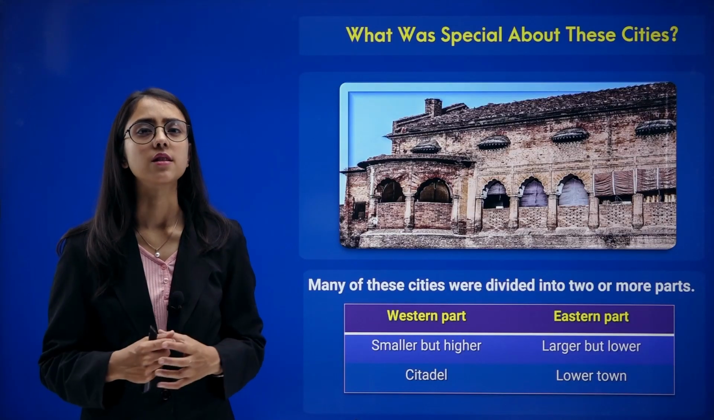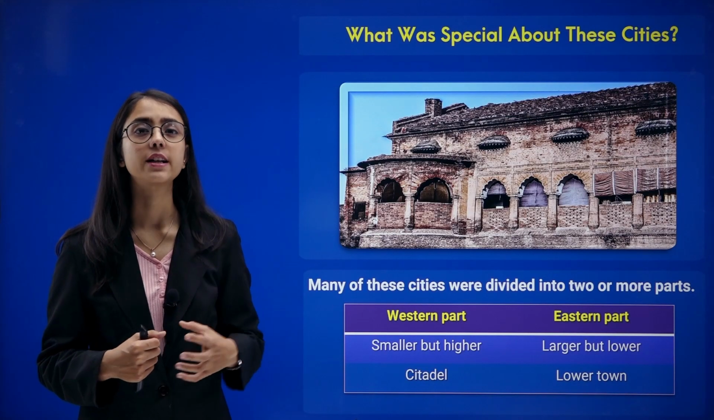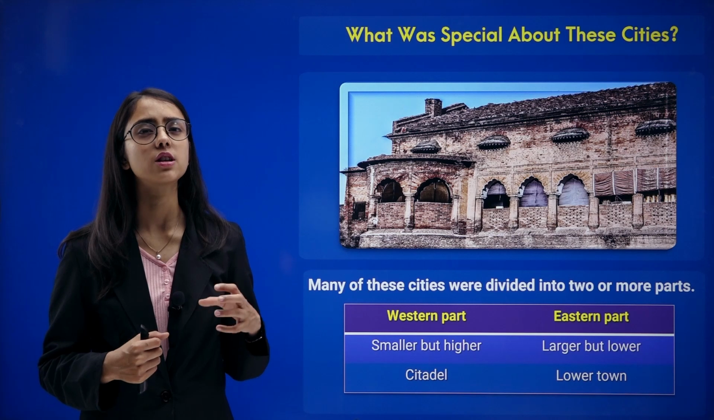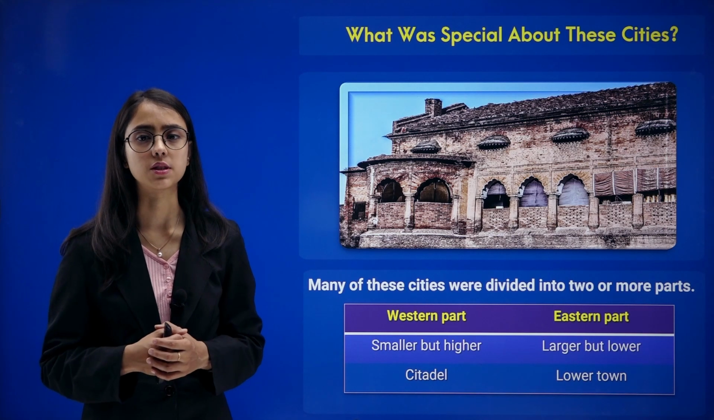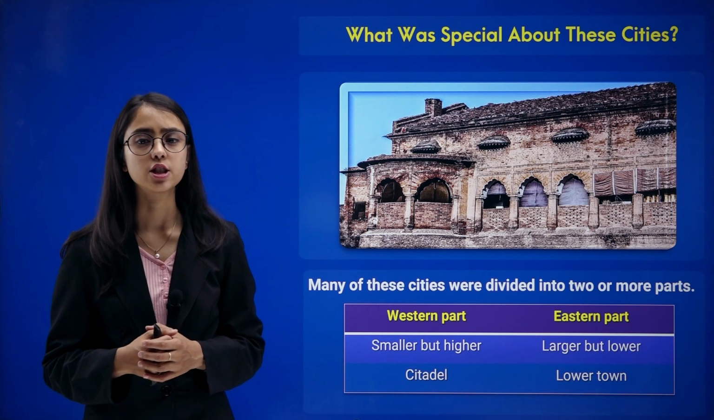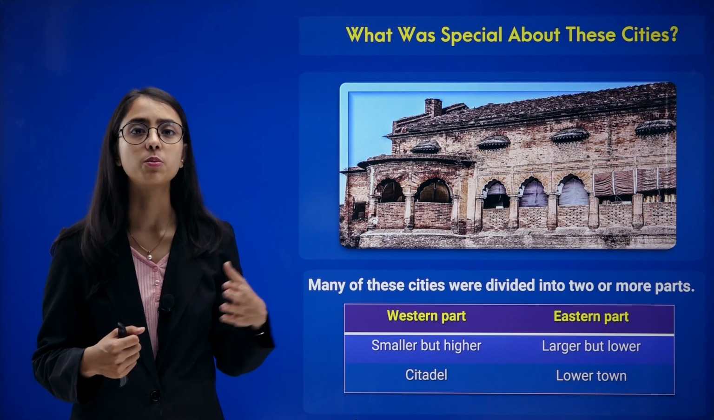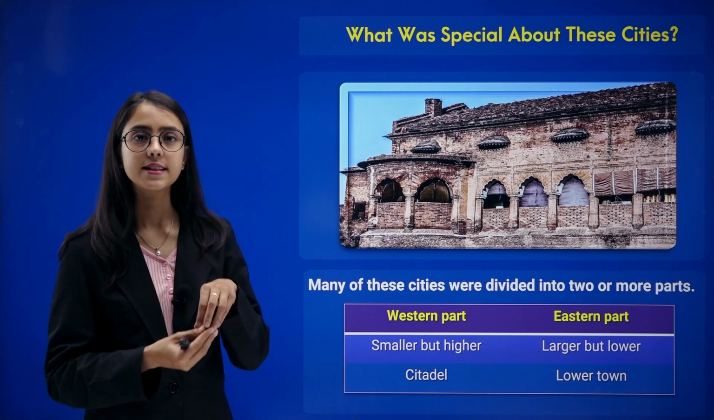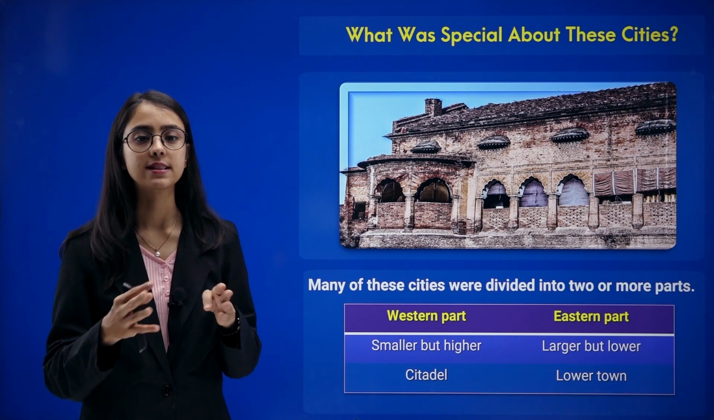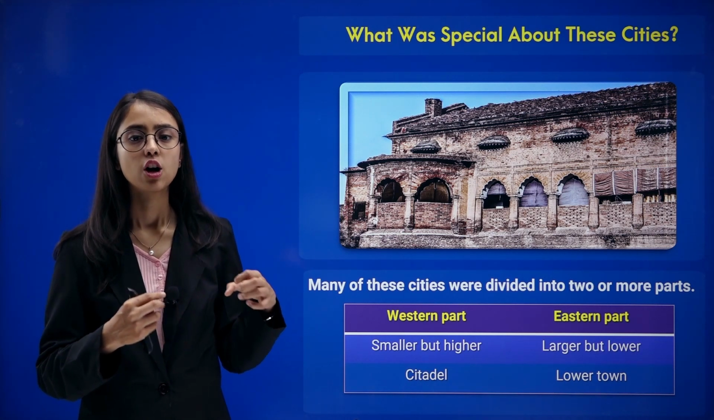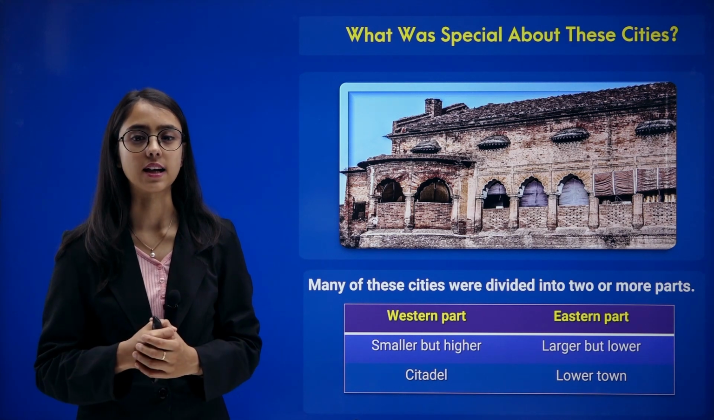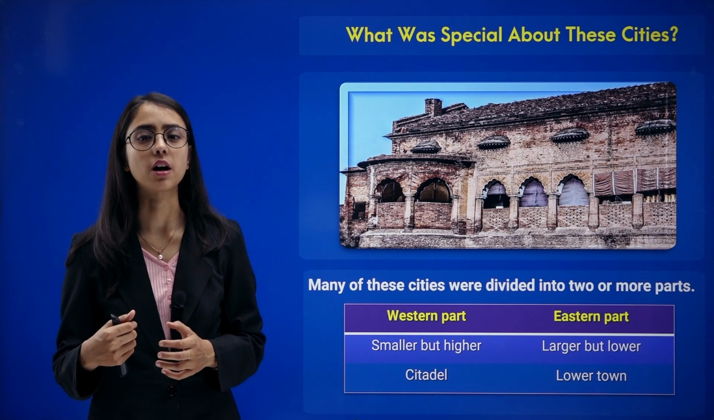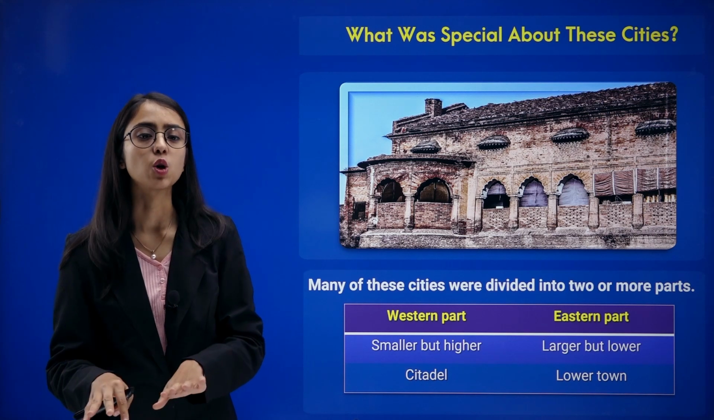So we discussed that the Harappan civilization or the Indus Valley civilization was one of the earliest continents that was settled. What was so special about these cities? Many of these cities were divided into 2 or more parts. In the same city there were 2 parts. One was the western part, which was built on a higher plateau and was smaller in size, and the other was the eastern part, which was larger but lower.